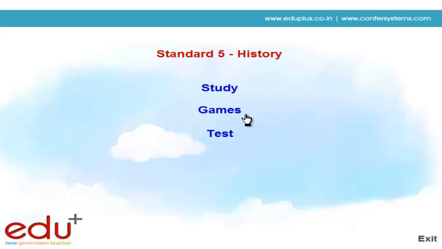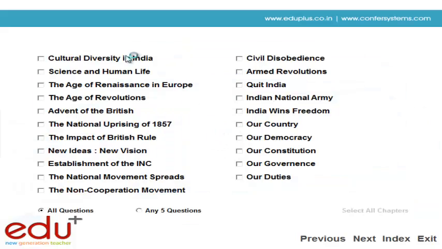After finishing the game section, we turn to the next section, test. Here, all the history chapters are given. Also friends, two options are given. First is all questions and second is any 5 questions. For example, we see the Indian National Army, any 5 questions.